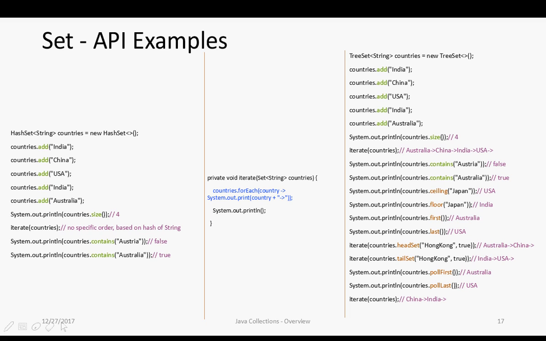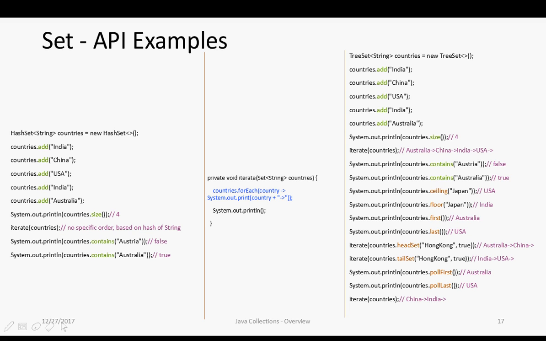So I have three different compartments. One for the hash set, the other one for tree set, while the iterate method is using the Java 8 forEach method, which is going to iterate and print the set elements. So hash set, which accepts string, where I have India repeating twice, and I have 5 entries that I have added into the countries. If you look at countries.size, you're going to get 4 because it doesn't allow duplicates. So you have just one instance of India.